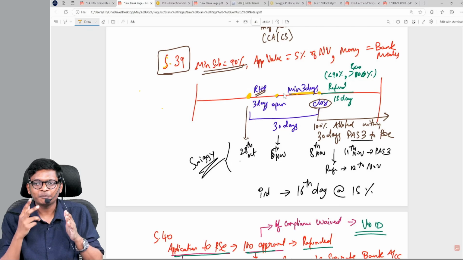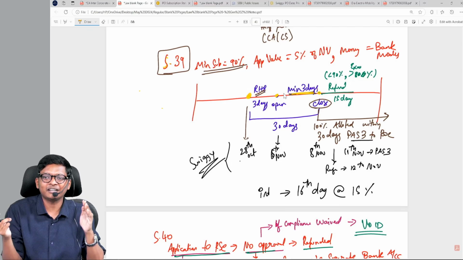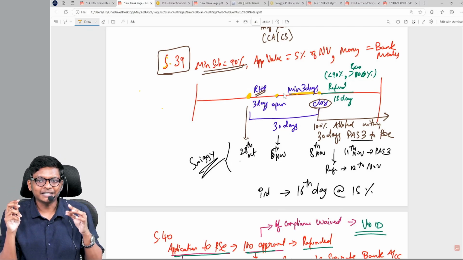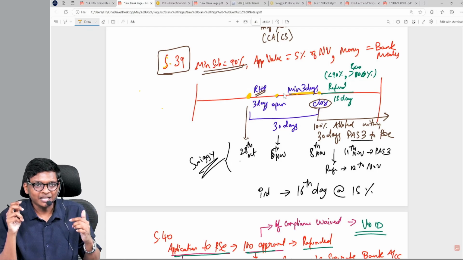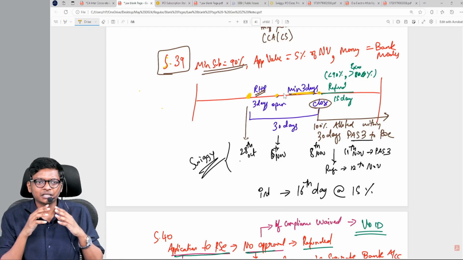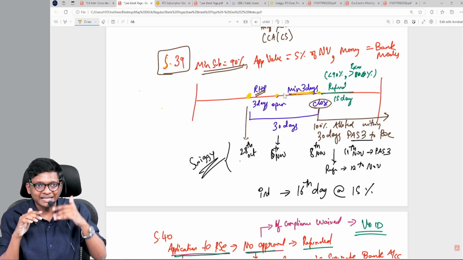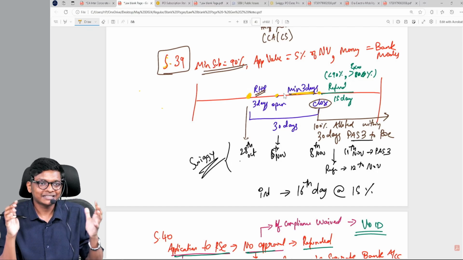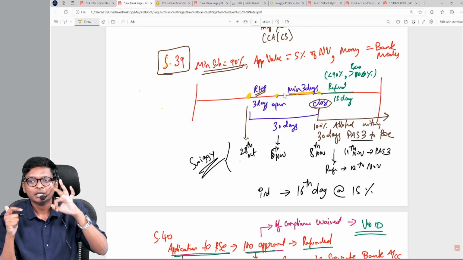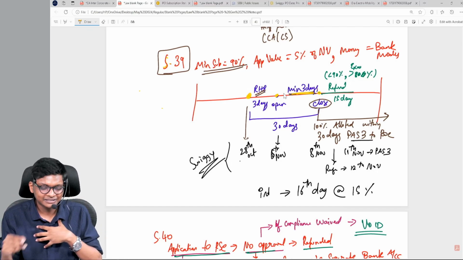Once the offer is closed, if money received is less than 90%, it should be refunded within 15 days, with interest of 15% from the 16th day. Next, if money is received more than 100%, the excess should be refunded within 15 days. That 100% you should allot within 30 days. Are you able to remember all of this, guys?